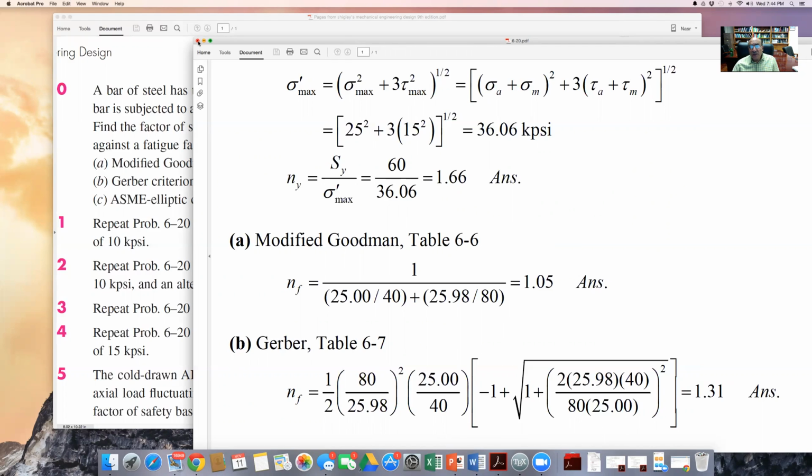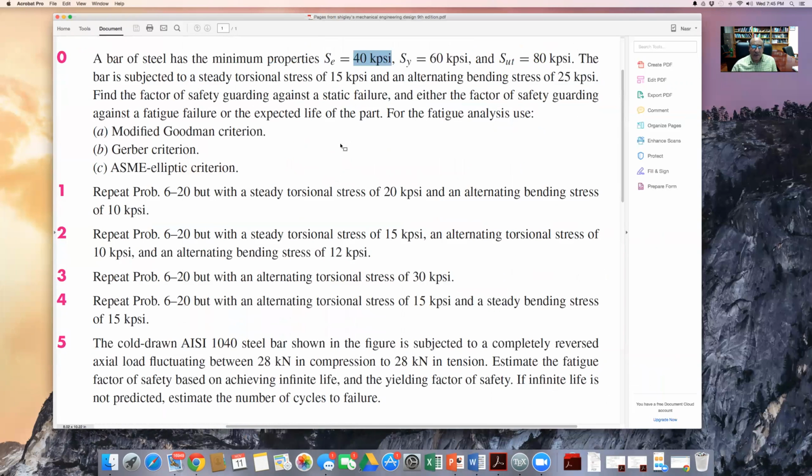And now I'm going to review 2 other related problems. The idea for the 2 related problems is to go into a progression of steps. First, here we tested against yield and then infinite life. But it's possible that we have loading where we don't know the results, so we have to test against yield, then test against infinite life. And if it doesn't work either way, then we have to test against finite life and find the number of cycles to failure. So that's the 2 related problems that we have here.